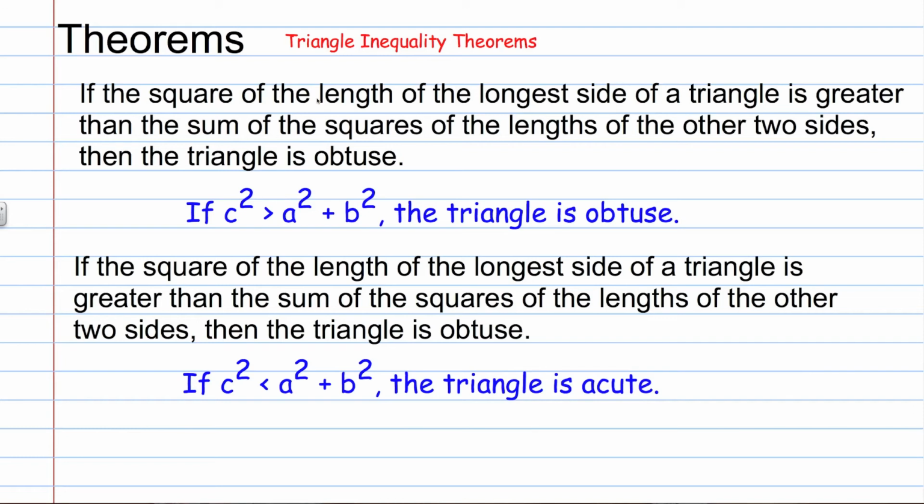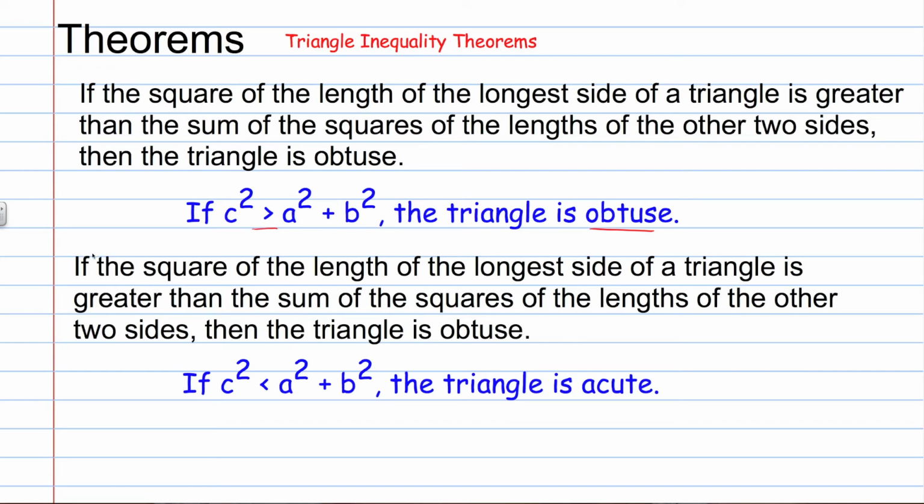If the square of the length of the longest side of a triangle is greater than the sum of the squares of the length of the two other sides, then the triangle is obtuse. So if the square of the hypotenuse is greater than, well, I guess we can't say hypotenuse, but the longest side, the square of the longest side is greater than the sum of the squares of the shorter sides, we know that it is an obtuse triangle.